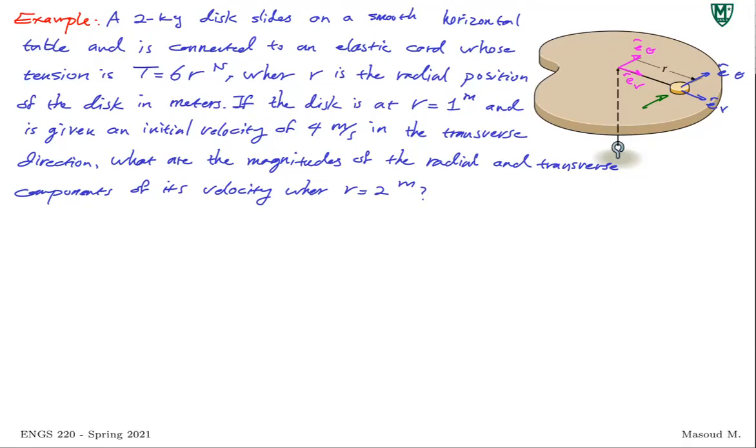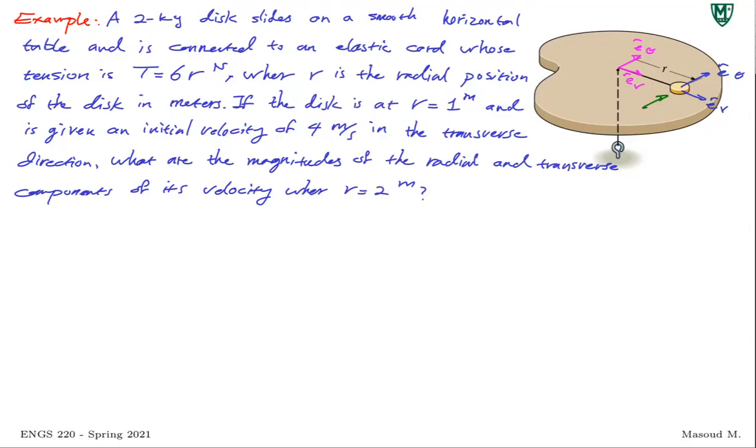Now, we are given some information. We're told that if the disk is at r equals 1, like 1 meter away from this hole, at that point we give it a 4 meter per second initial velocity. Right? I show that with a green arrow. We give it a 4 meter per second initial velocity in the theta direction, or as they mentioned here, in the transverse direction. It's the same as the theta direction. This disk starts moving, and r increases, going from 1 to 2 at some point.